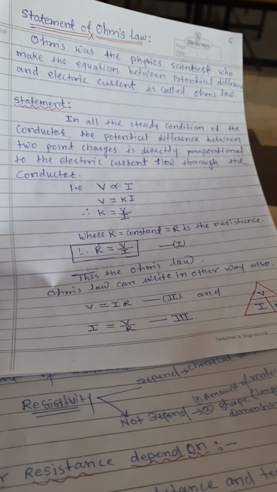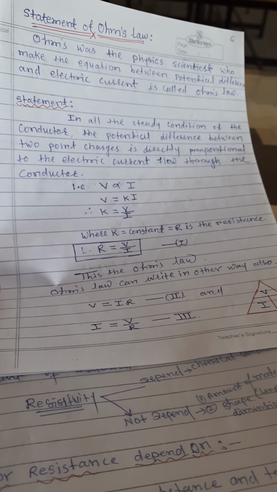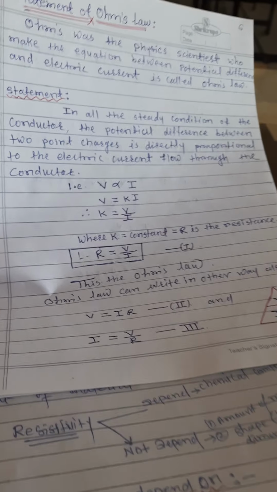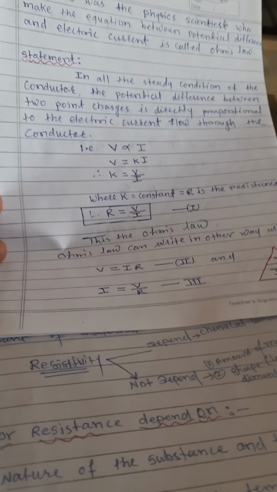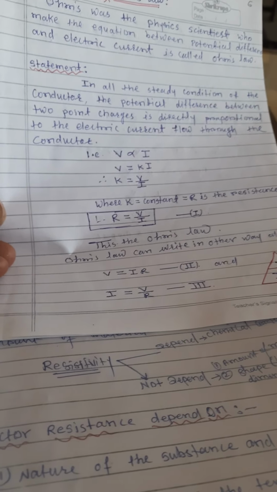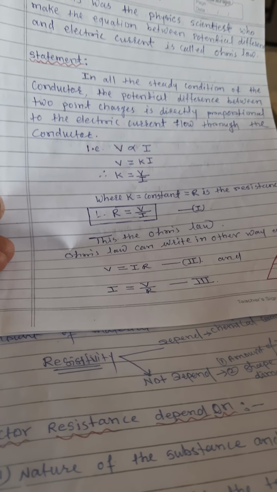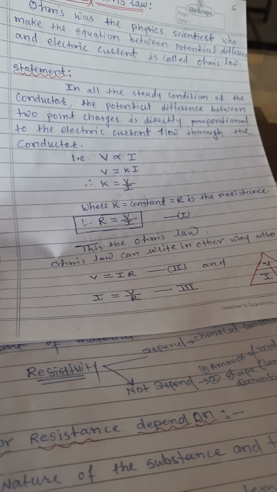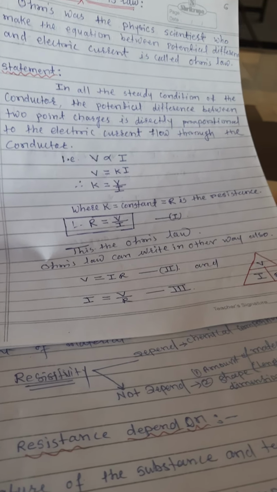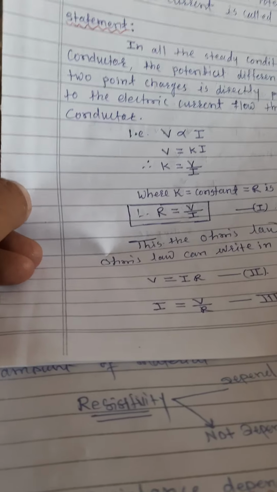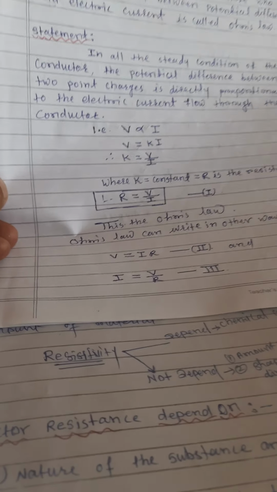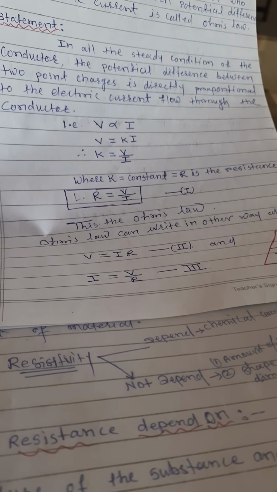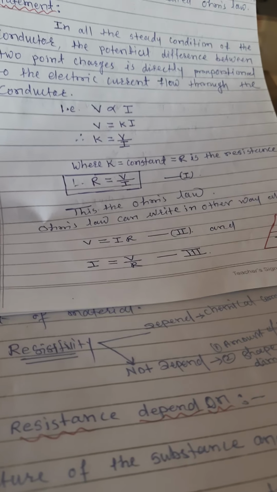So V is directly proportional to I. So V is equal to KI. If you calculate, K is the constant, and K is equal to V upon I, where K is equal to R. K is nothing but the resistance, that is the constant. This is Ohm's law: R is equal to V upon I.